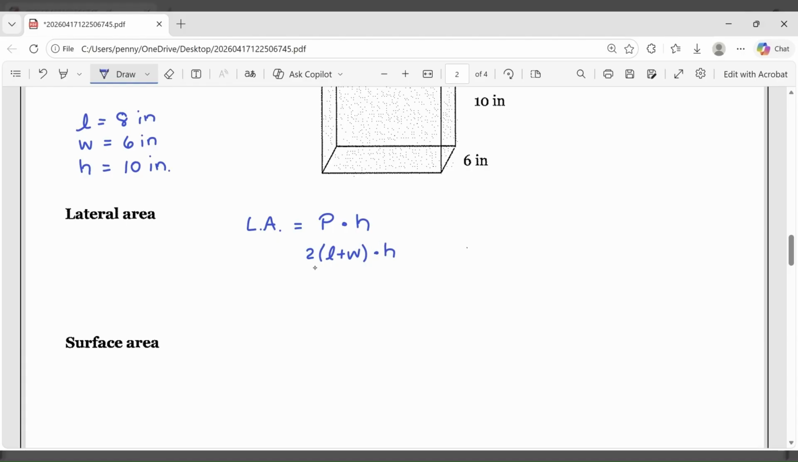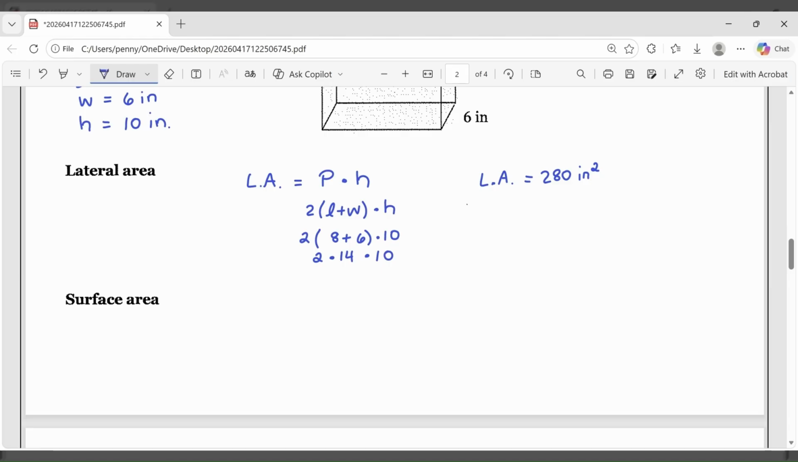So we can do this in one step. So our length was 8 plus a width of 6 times a height. Here we have 10. All right, of course, PEMDAS says do the parentheses first. We have 2 times 14 times 10. You can do this yourself and multiply, or you can use your Desmos. And what we get is 280. Since it's area, that's going to be inches squared.